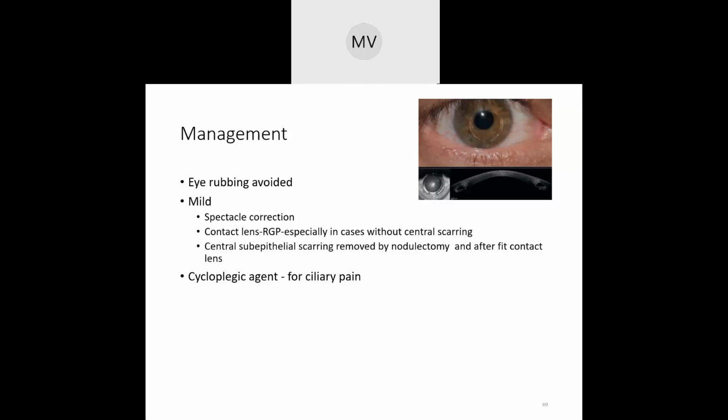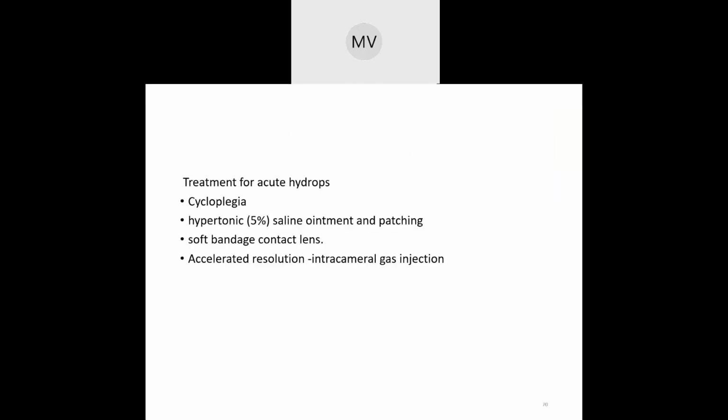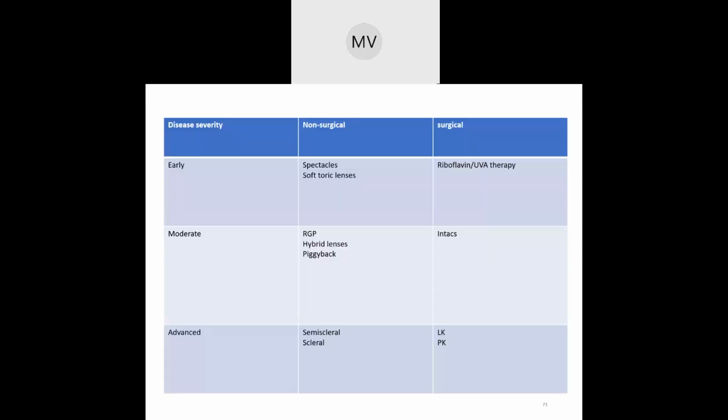So if the patient is having some sort of pain, then a cycloplegic agent can also be prescribed to reduce the ciliary pain. Treatment for acute hydrops, to reduce the pain, again cycloplegia. Hypertonic 5% saline ointment and patching can be done to draw some water from the cornea. Soft bandage contact lenses dipped in a hypertonic solution can also be applied on top of the cornea. Then to reduce the discomfort, we can fit a bandage contact lens. For accelerated resolution, intracameral gas injection can also be done to promote the healing.